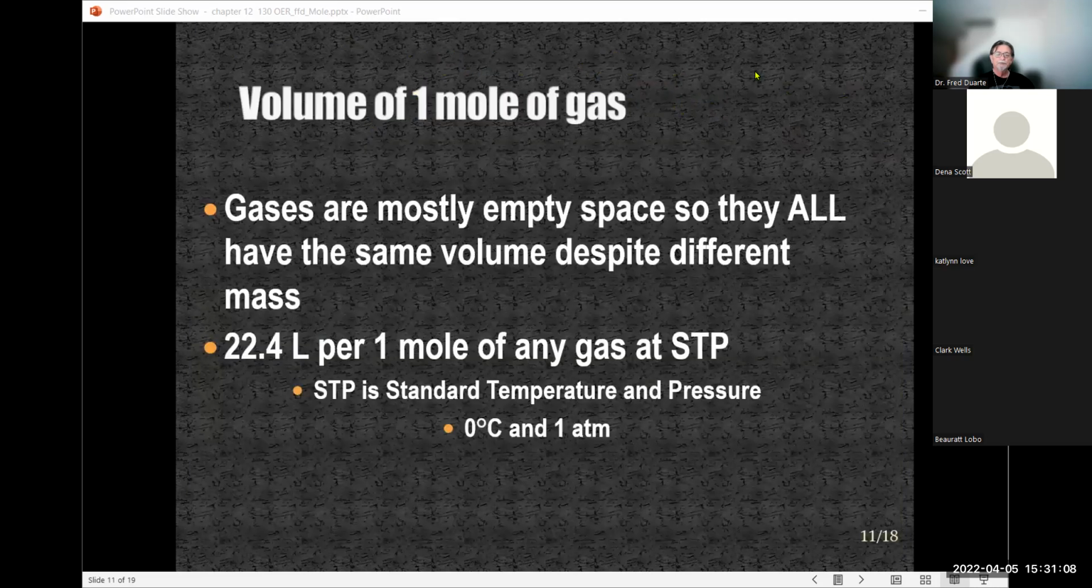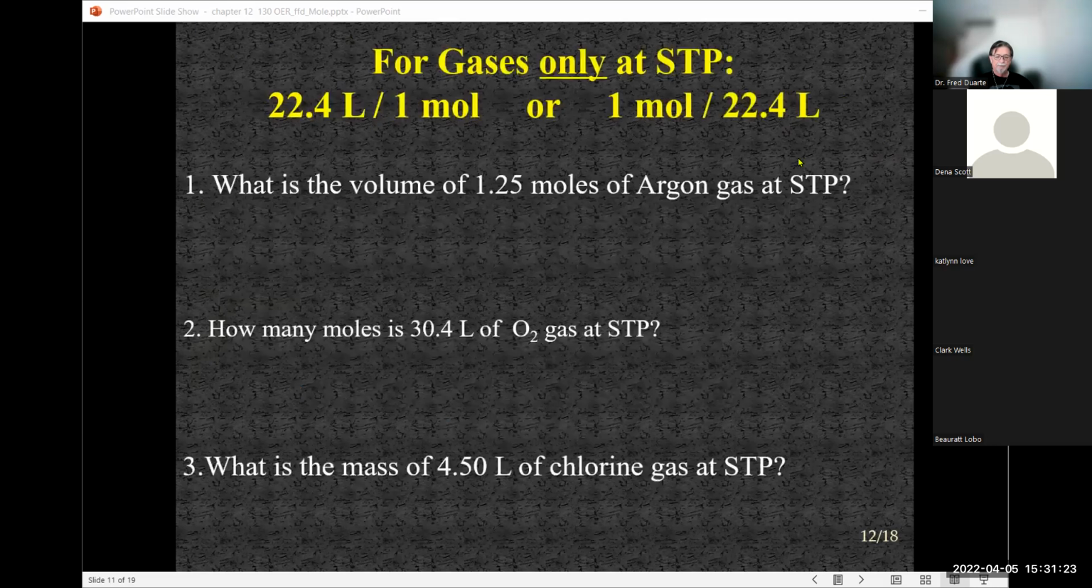All right, so this is just to state what I just stated. At STP, 0 degrees Celsius and 1 atmosphere, 1 mole of any gas will occupy a volume of 22.4 liters, okay? And as I stated earlier, I can write that one of two ways, with liters in the numerator or liters in the denominator. Which one I need depends on the question. For example, what is the volume of 1.25 moles of argon gas at STP?